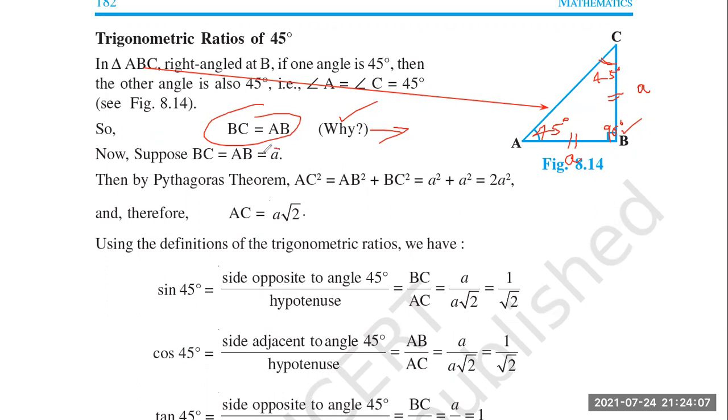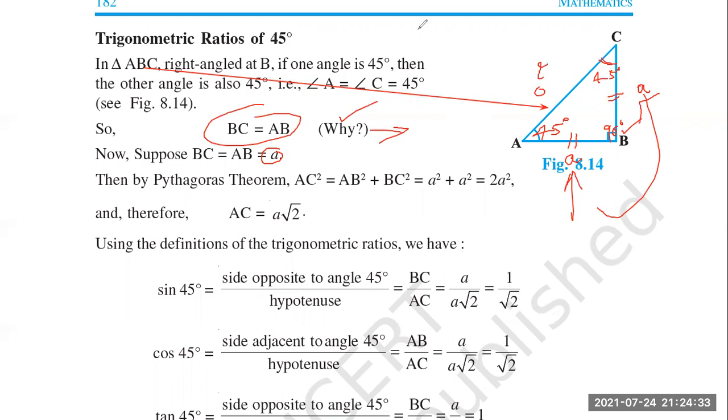So here we are taking it as A, some variable, because it is a varying side. It can be 5, 6, any value. So whatever the A here is, it will be same here also. That's the reason we are taking a single variable. Then by Pythagoras theorem, what can we do? We can find out this value, isn't it? How do we find that?